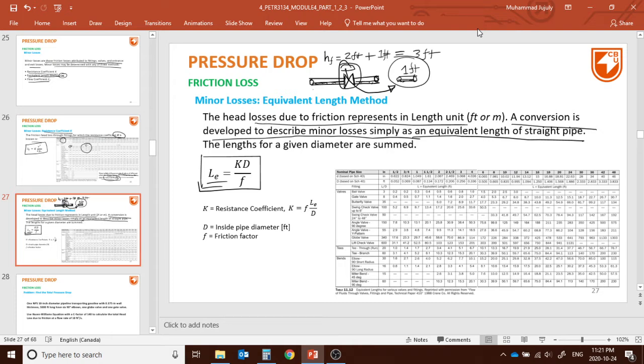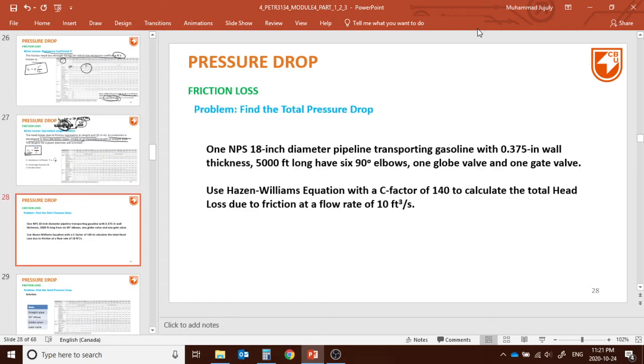Now the pipeline's length is not 3 feet; this is not the pipeline's length. However, we just calculated 3 feet, so we make an equivalent length for this unit. This is how we calculate the equivalent length, and this is the conversion chart for it. Let's do a problem, then we can easily understand how to do that.